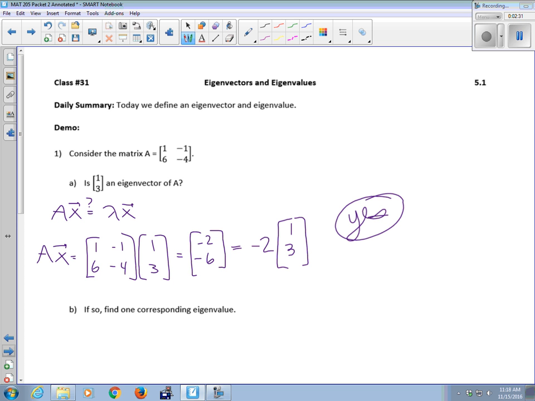So if (1, 3) is an eigenvector, what is its corresponding eigenvalue? -2. It's the multiple.